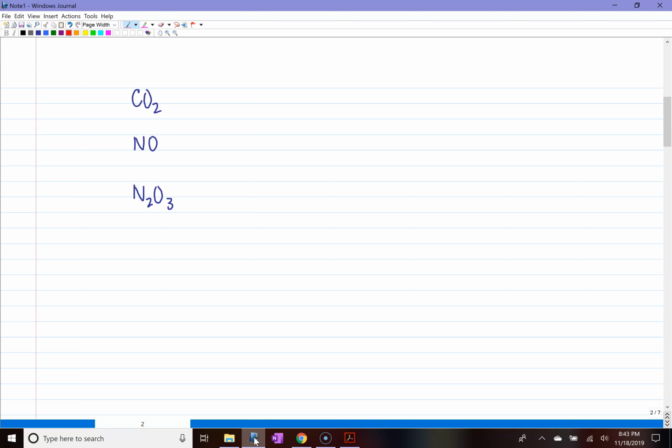Here are a few practice problems that we're going to look at. The first one, there's one carbon and two oxygens. So this would be carbon, and the prefix for 2 is di, so it would be carbon dioxide. Here we have 1 nitrogen, 1 oxygen, so it would be nitrogen monoxide. Remember, you're only going to use the prefix mono when the second element only has 1.